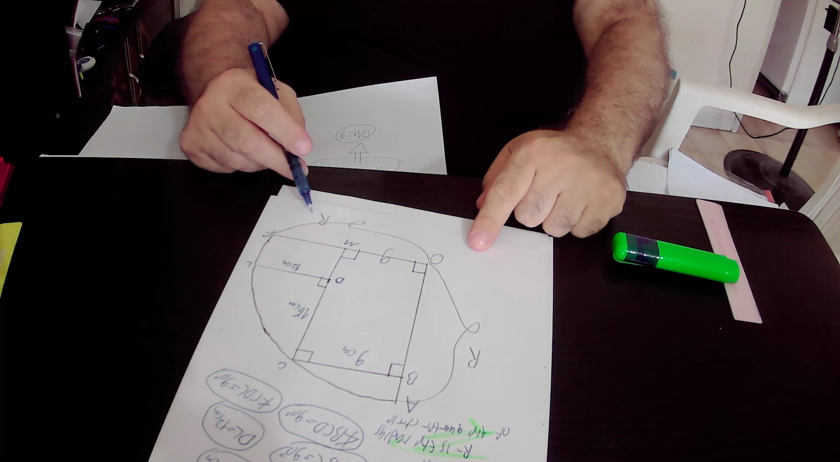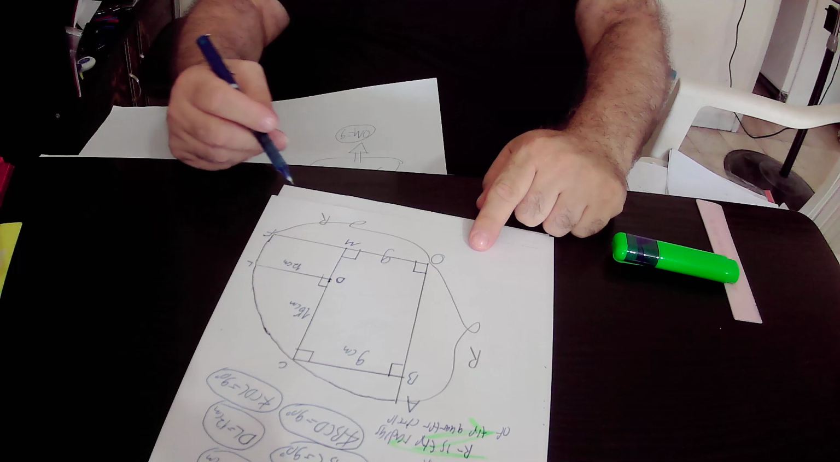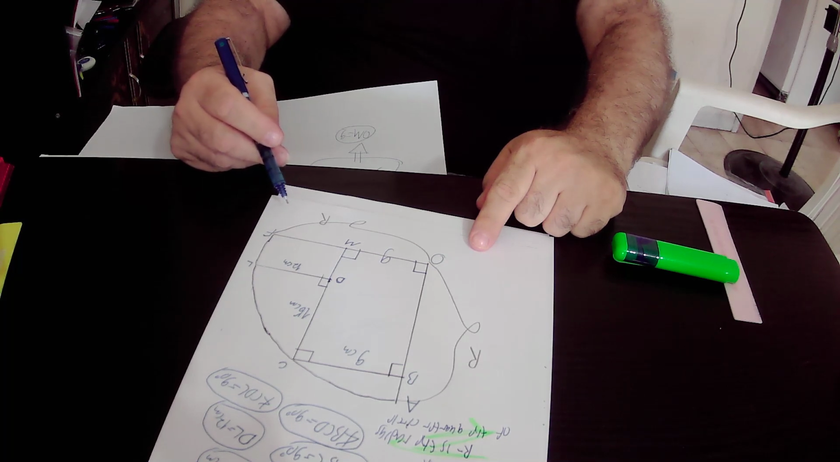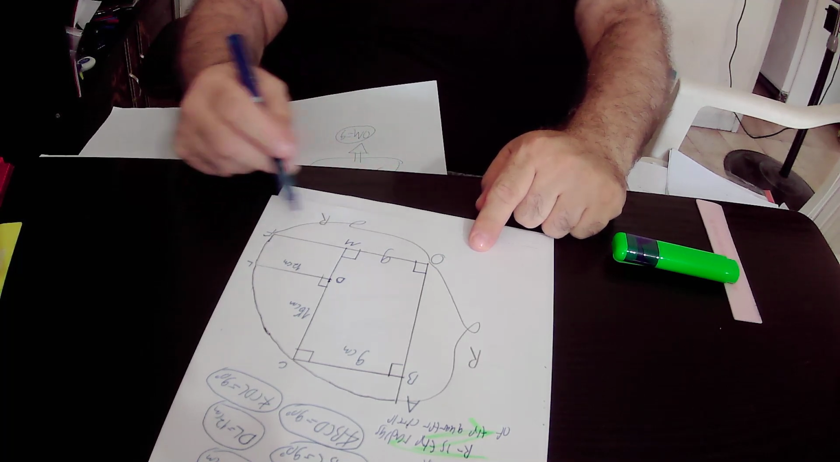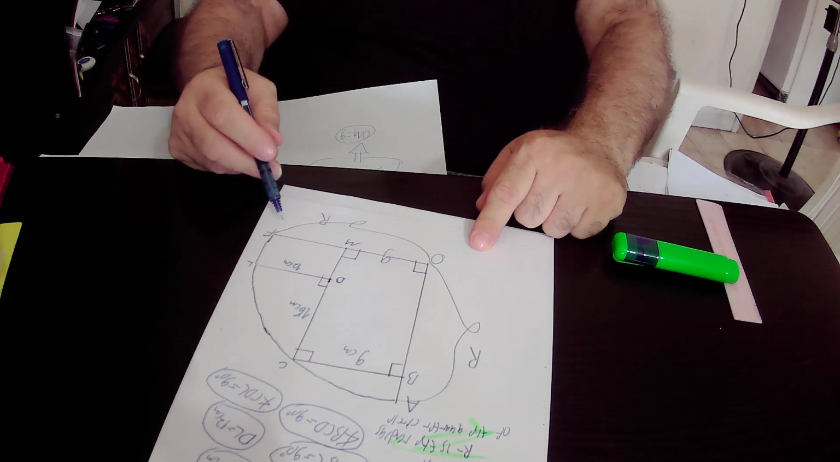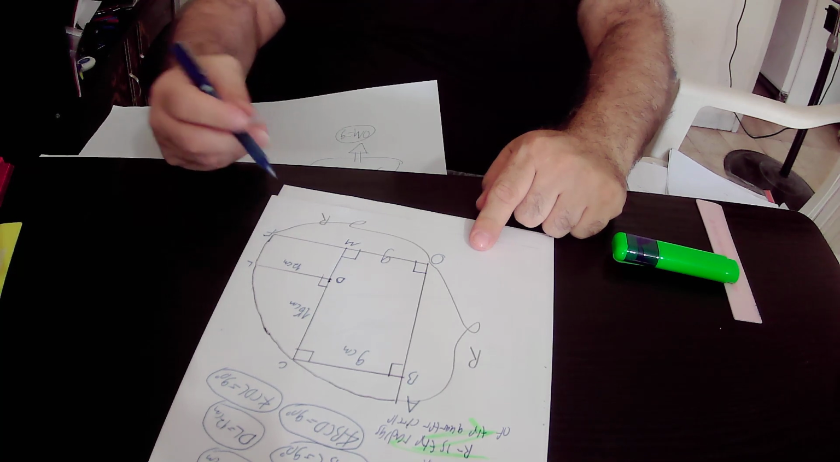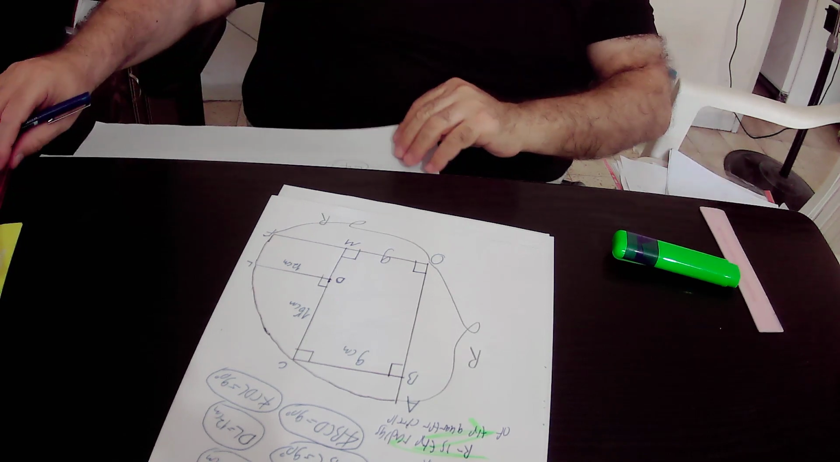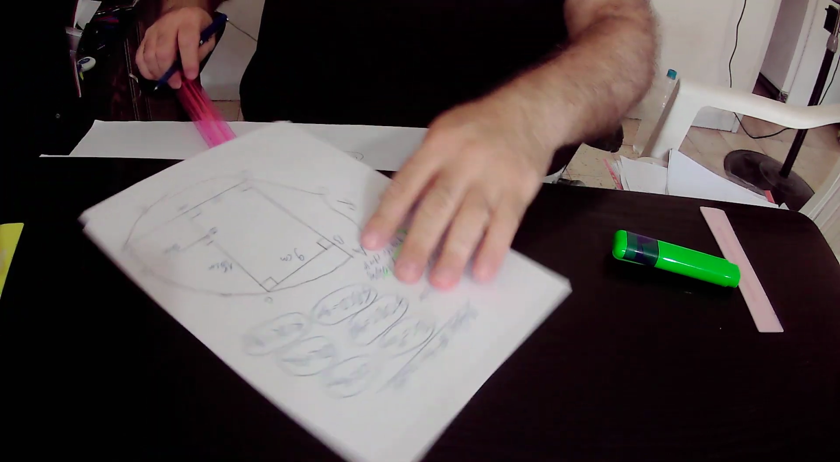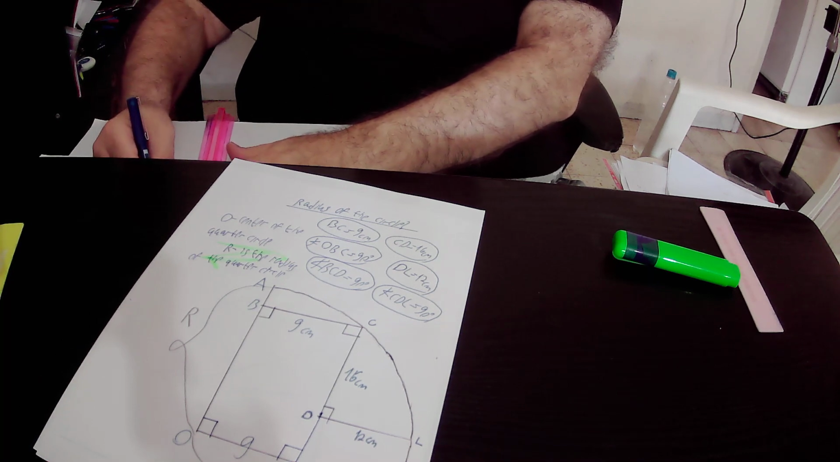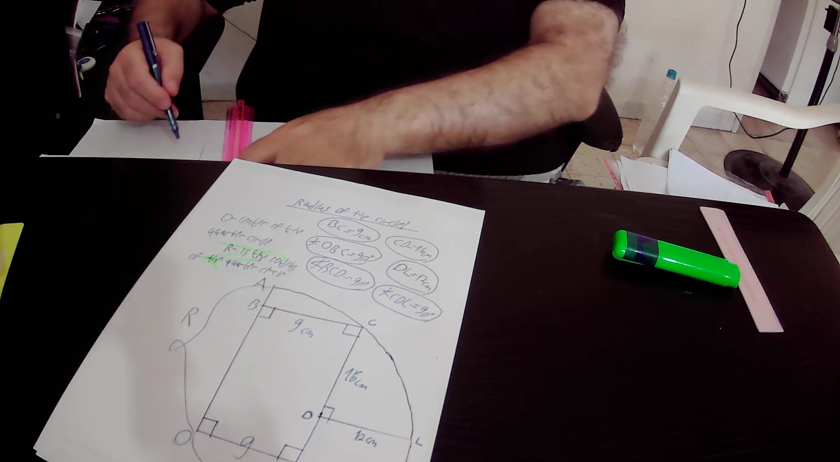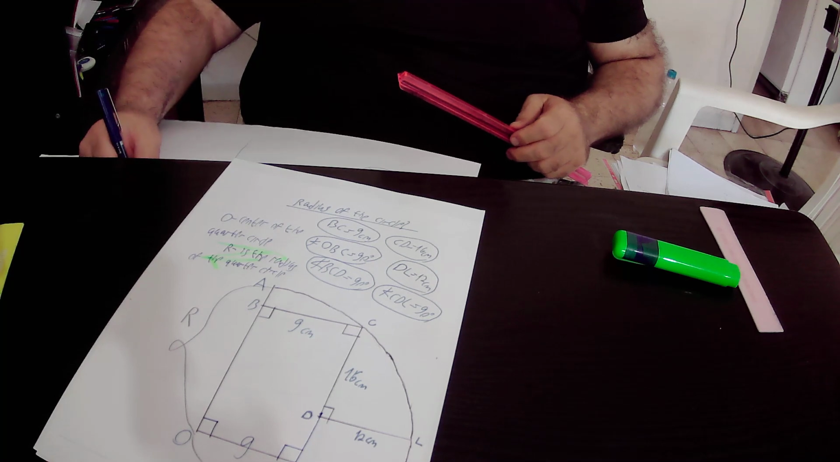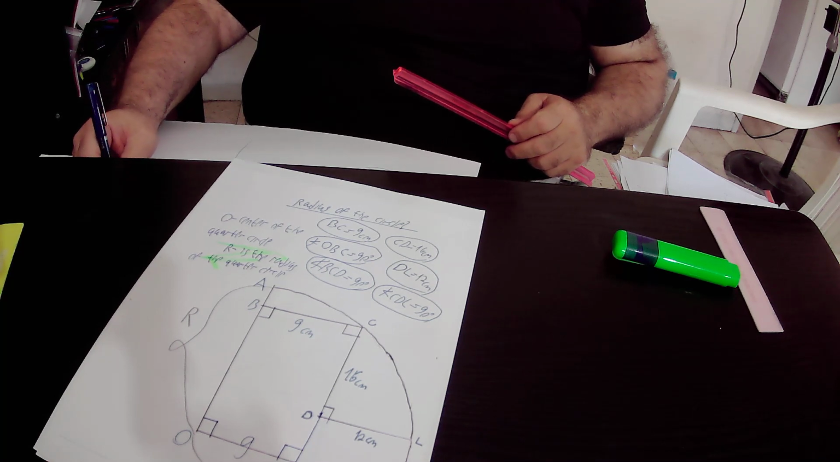Here OF is the radius of the quarter circle, therefore it is absolutely a straight line. Okay, I write it down. Side OF is the radius of the quarter circle, therefore it is a straight line.